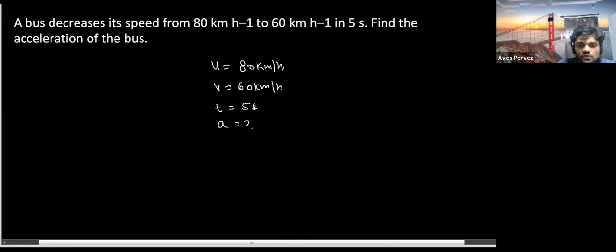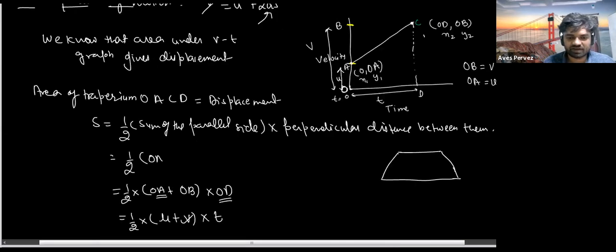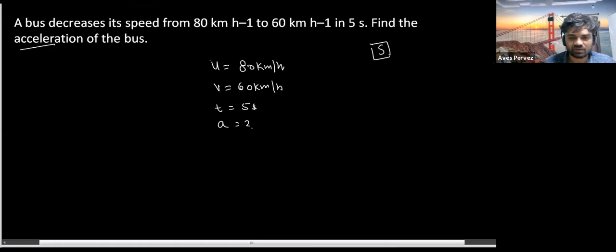Now you need to know which quantity is missing in this question. The displacement is missing. It is not given to you. What is being asked is the acceleration, so you write A. There are 5 physical quantities that I have discussed in the previous slides.